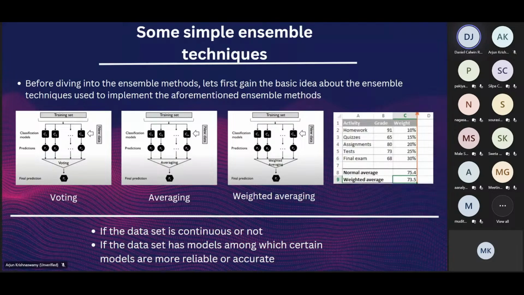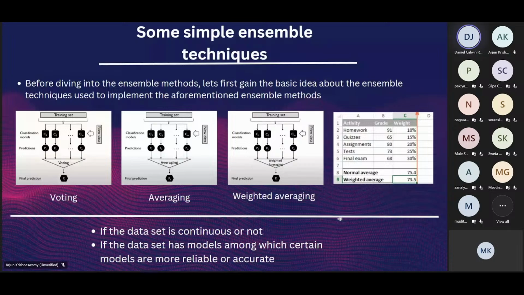So what is the difference between voting and averaging? Voting is majorly used for classification tasks, which is to say where the outputs are discrete, and averaging and weighted averaging are used in problems where the data set is continuous, or simply referred to as a regression problem. So that is the basic idea behind that. Now let's look at the different types of voting.